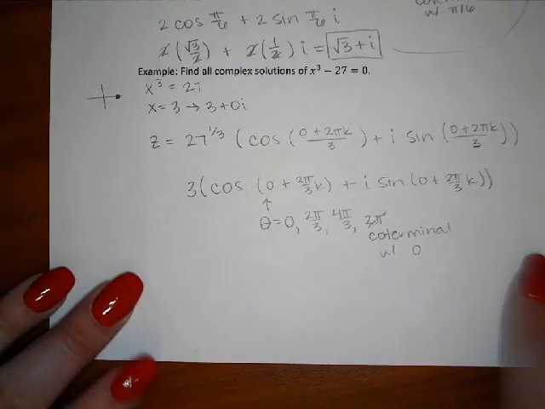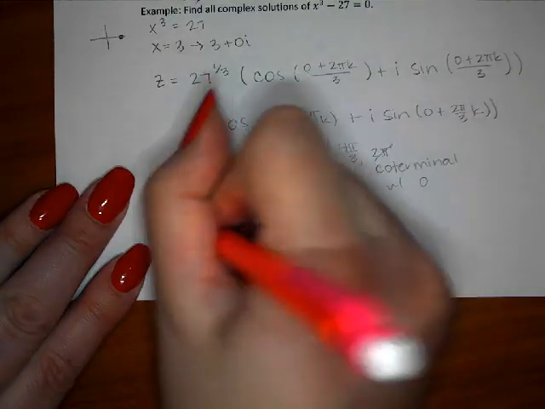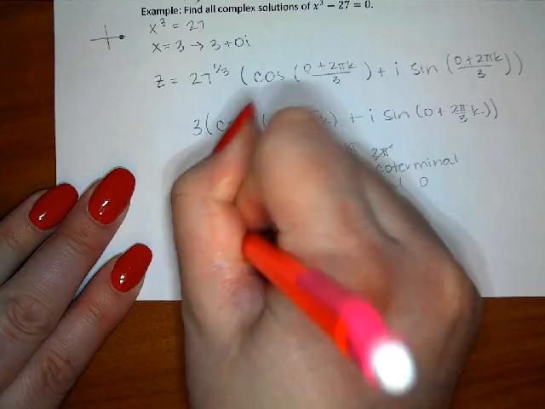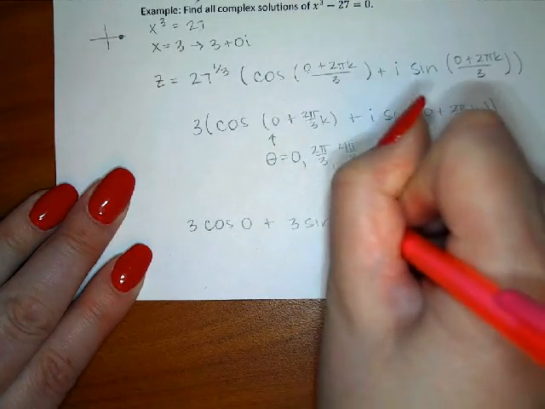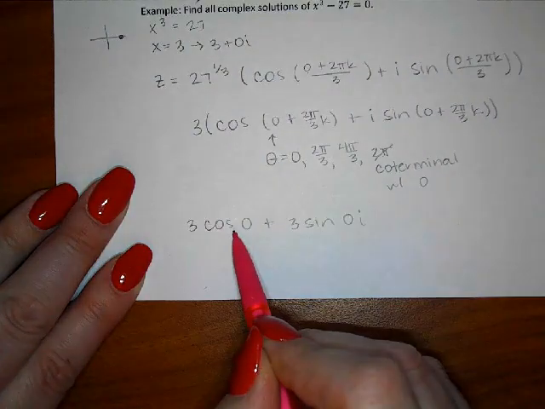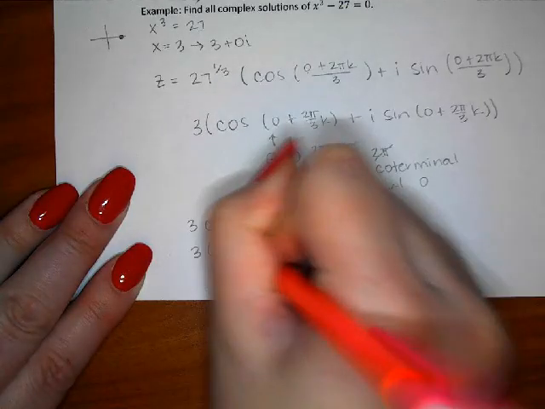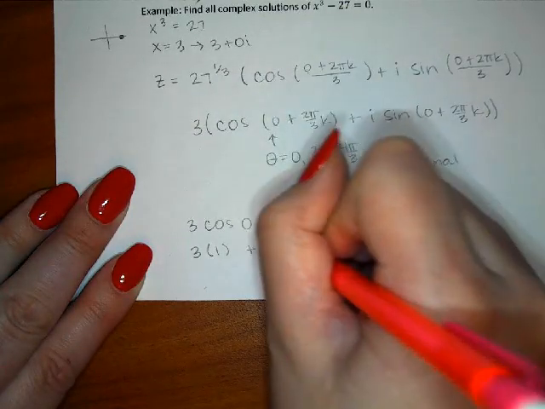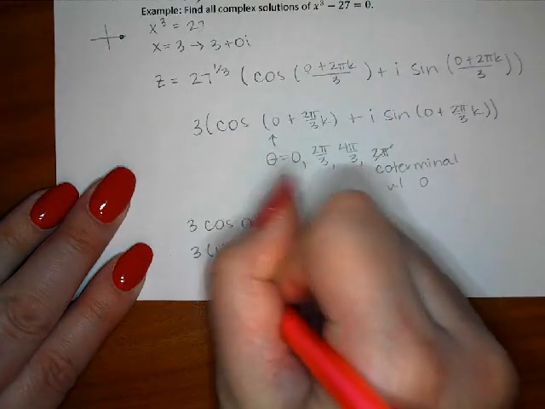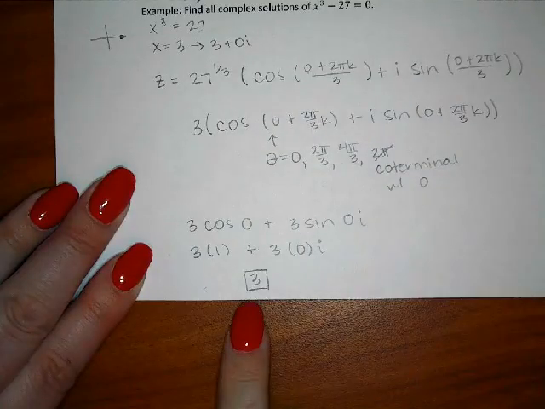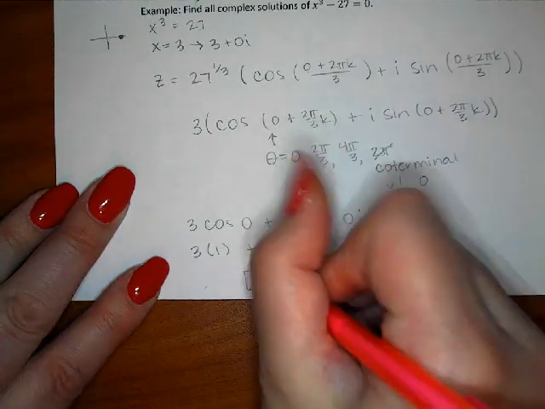So 3 cos 0 plus 3 sine 0i. There's my first one. Cos of 0 is 1. So I have 3 times 1. Sine of 0 is 0. So my first complex solution is 3. And we already have that one. That's the one that we graphed, right? So that's this one right here. Or you could say 3 plus 0i. So that's our real solution, okay?